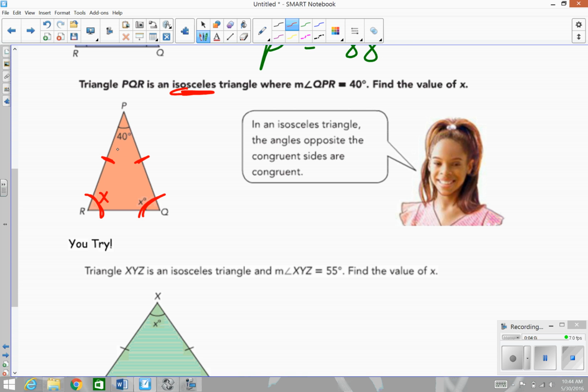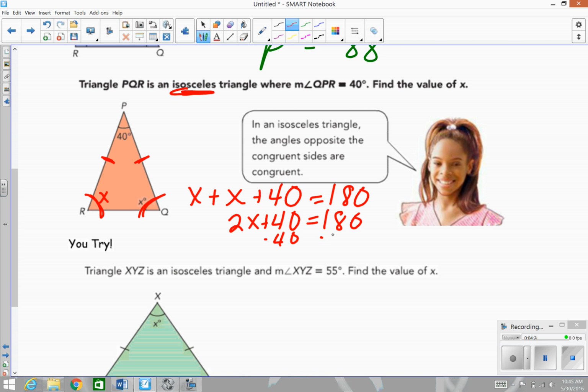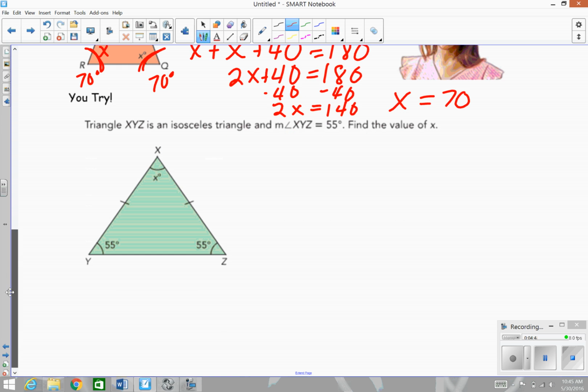And now we have the three interior angles of the triangle, and we can solve for x by saying x plus x plus 40 equals 180. 2x plus 40 equals 180. Subtract, we get 2x equals 140, divided by 2, x equals 70. So the measure of angle R is 70 degrees, measure of angle Q is 70 degrees, and then P was already 40. Go ahead and try the question below. Come back to me when you're ready.